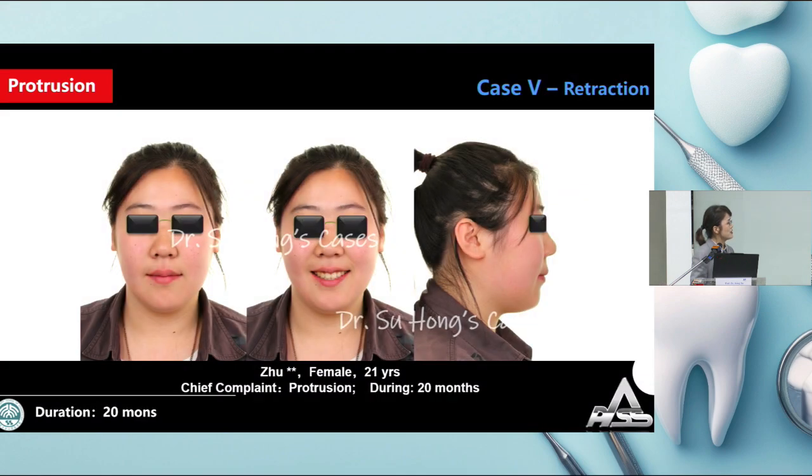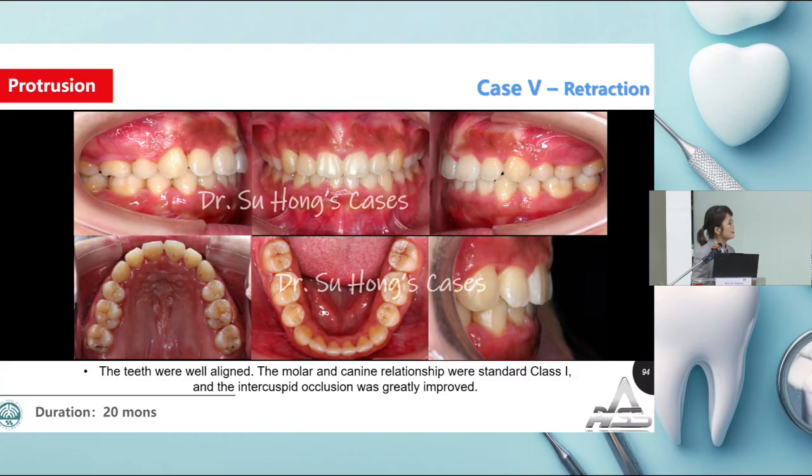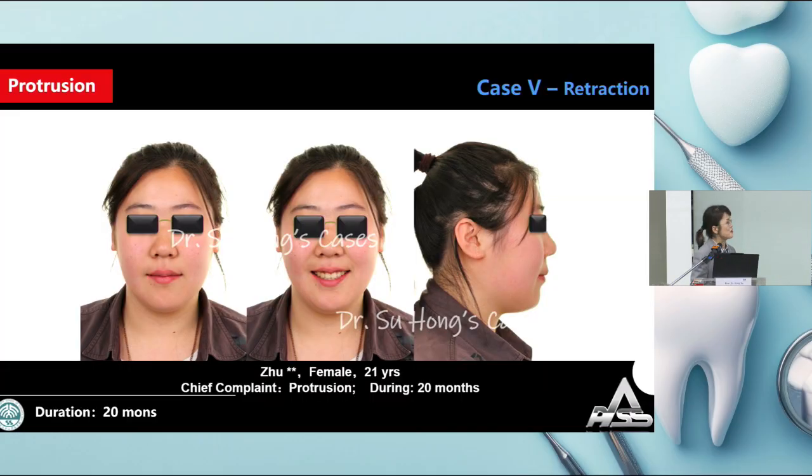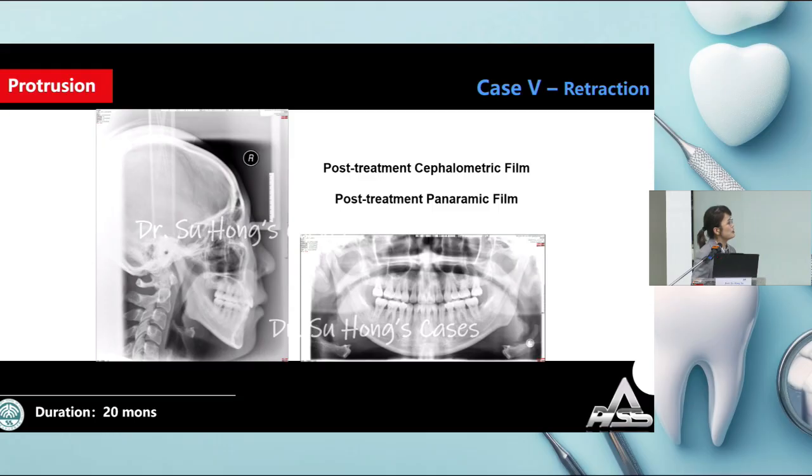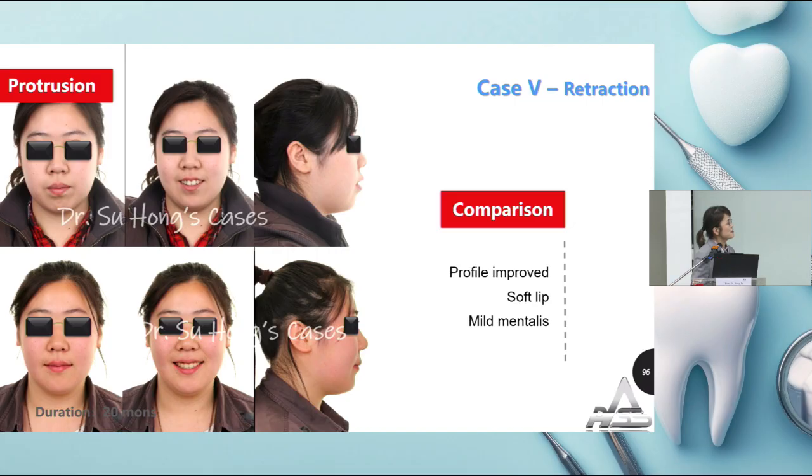Then after 20 months of treatment, the girl changed into another girl, and the teeth were well aligned, and the protrusion was corrected. We can see the post-treatment cephalometric films. Before and after treatment, we can see the comparison. The profile improved, yeah. I think she's happy. She's angry, maybe. We can see a soft lip and mild mentalis.